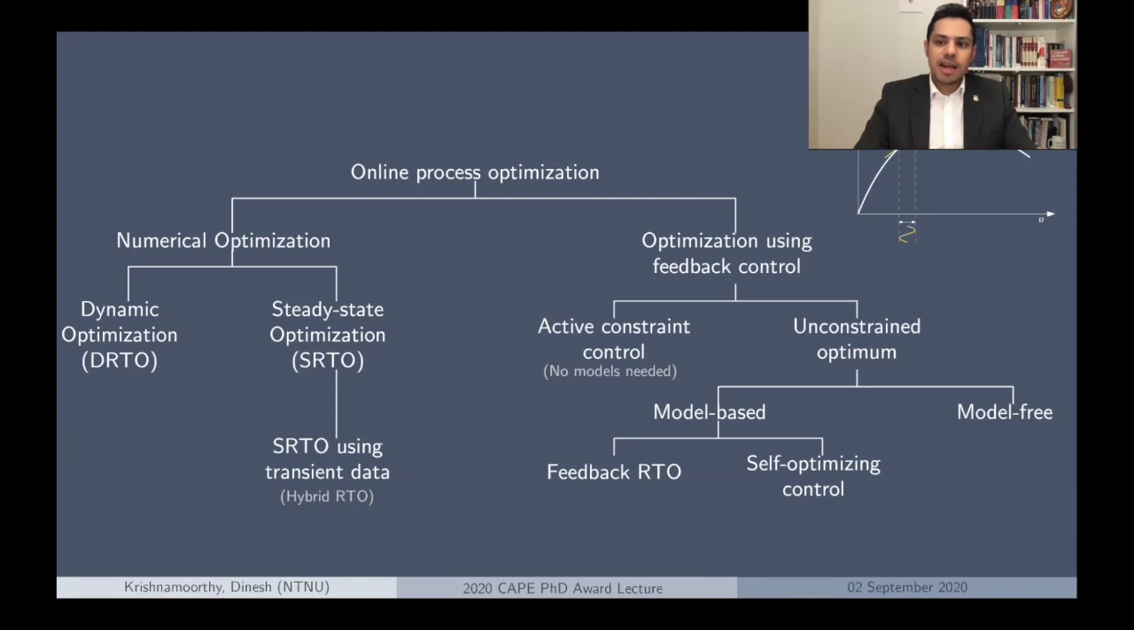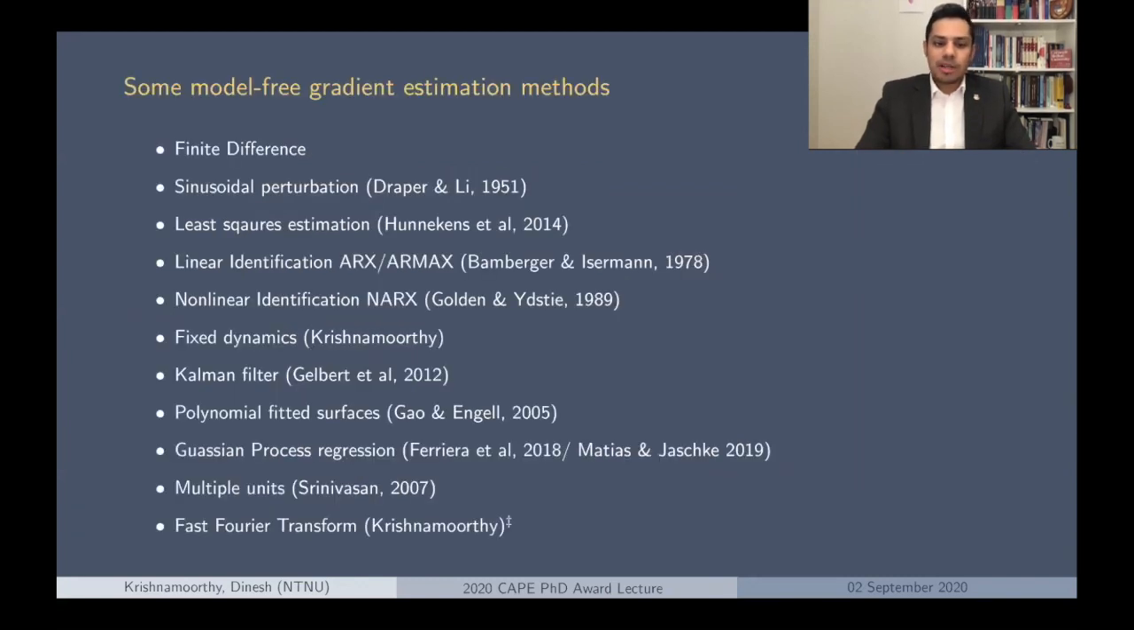Several approaches, such as extremum-seeking control, NCO tracking control, hill-climbing control, and experimental optimization, all belong to this category of methods. Here, the main idea is to perturb the inputs around the current operating point, and we look at the corresponding change in the cost measurement. Using this, we can estimate the steady-state cost gradient. There are several different algorithms that can be used to estimate this steady-state cost gradient in a model-free fashion, but in the interest of time, I will not get into the details of these different model-free gradient estimation approaches.